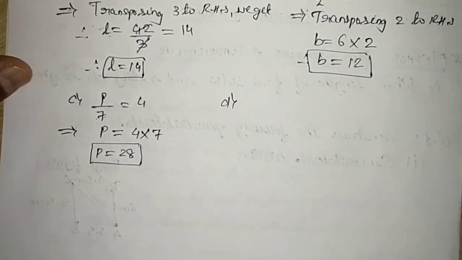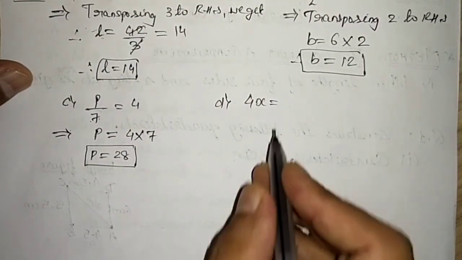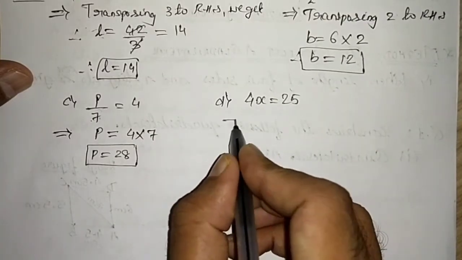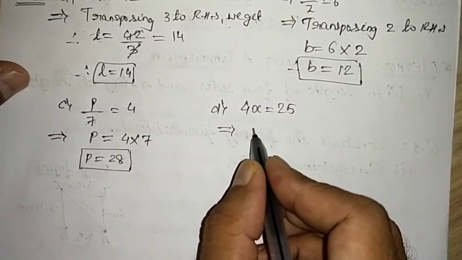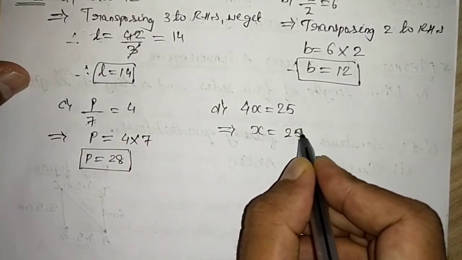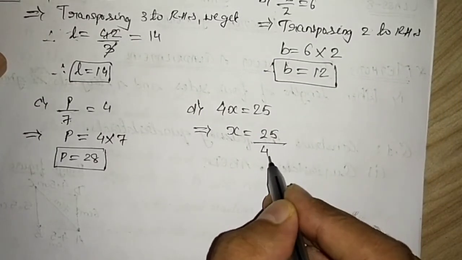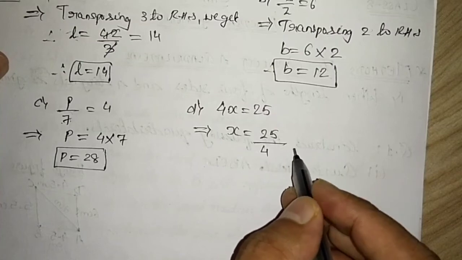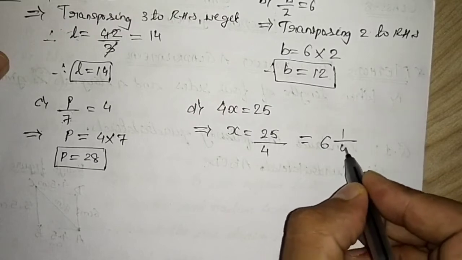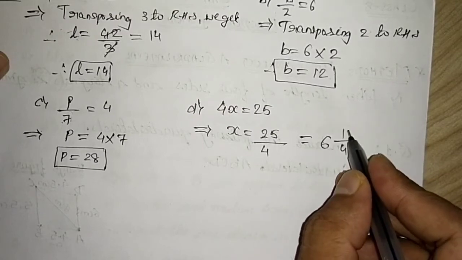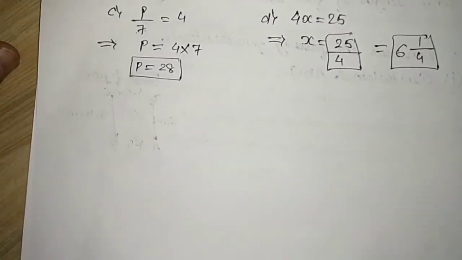Part D, 4x is equal to 25. Transposing 4 to RHS, 4 is in multiplication, so it will go in RHS and divide. So we will get 25 by 4. 25 by 4 can't be cancelled out, but it can be converted into mixed fraction. So I will write 6 integer 1 by 4, because 6 4s are 24 plus 1, 25 by 4. You can write like this also, and you can also write like this.